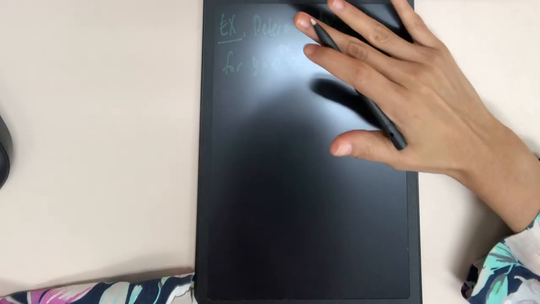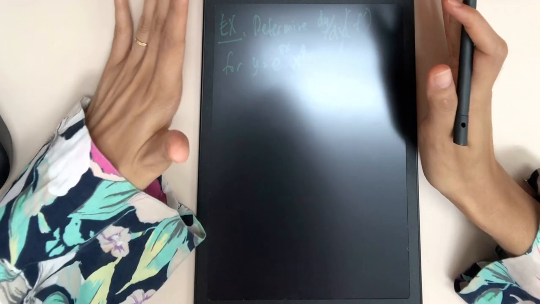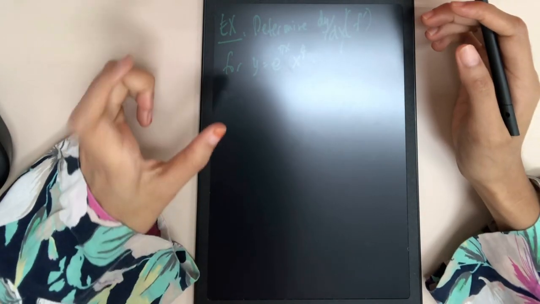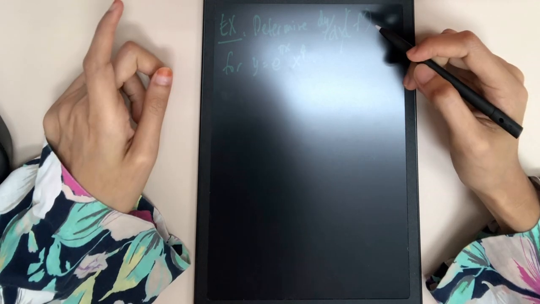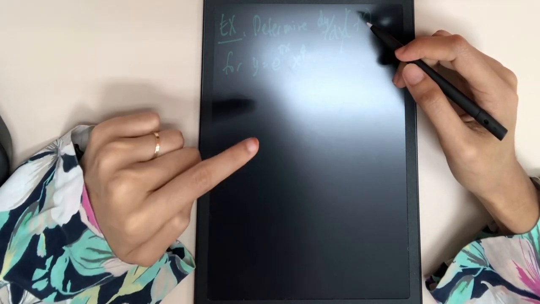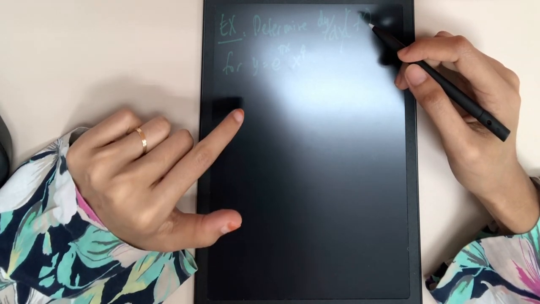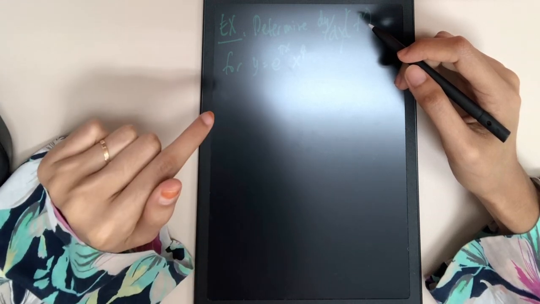Boleh nampak tak? Kalau lighting, okay, tak apa. Just dengar juga saya sebut apa tu kan. Kalau tak nampak boleh dengar apa yang saya sebut. Okay, so determine dy dx for y equal to e power of pi x power of 4.